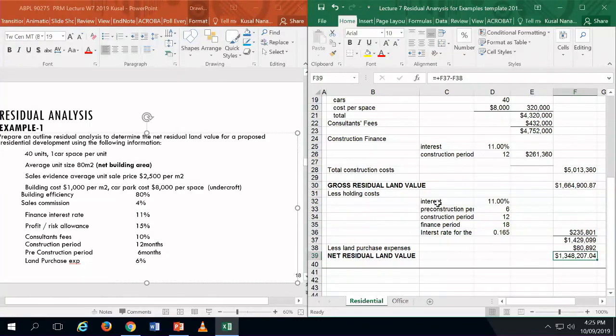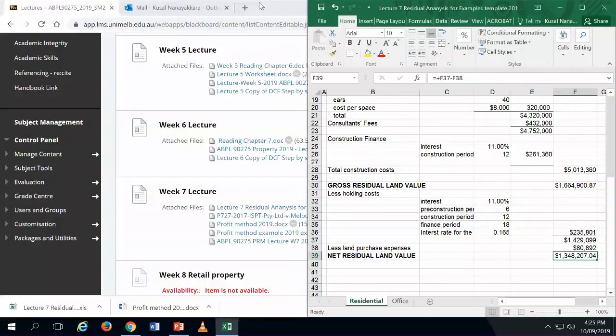Clear? If you go over, it means you compromise your profit margin. Clear? I'll put the answers on LMS so you can practice again. Right? All right. There's another calculation, but I don't think we had time to do it.